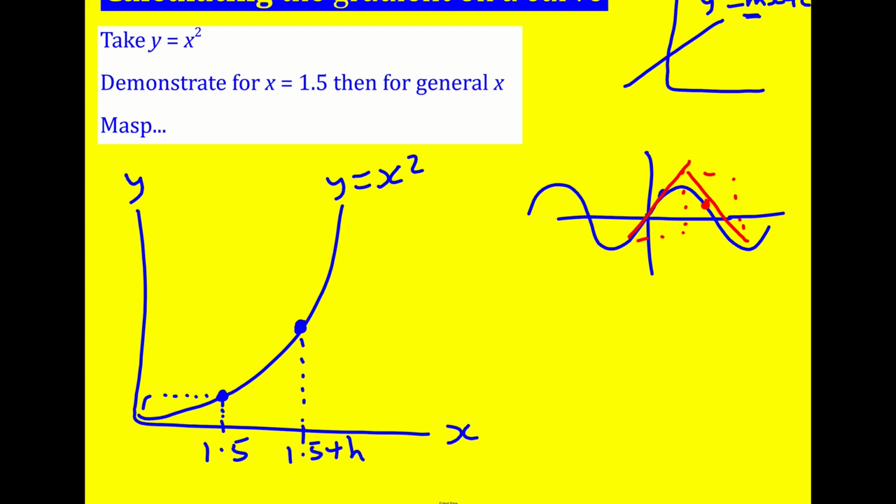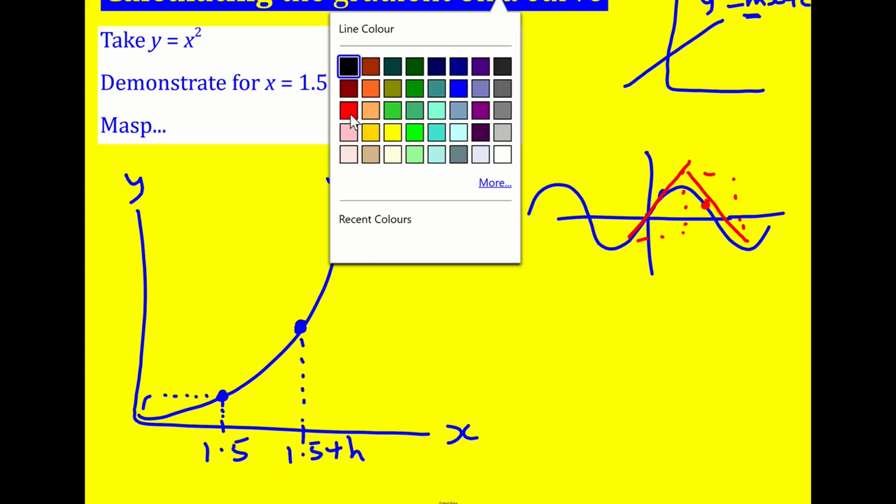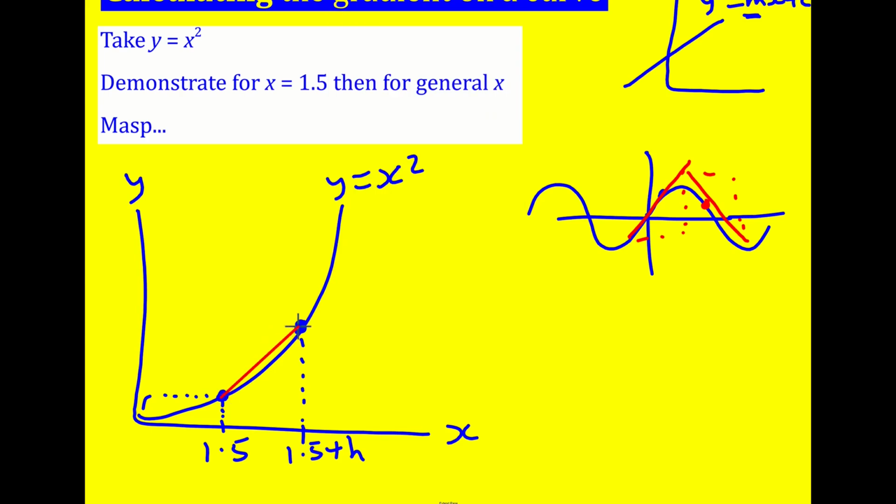So at the moment, we are finding the gradient of this. We're going to be interested in finding the gradient of this chord. This is called a chord, going between two points. A chord is not only applied to a circle. I'm just going to write that down because you spell it like this. Now I've got the run already. I've gone along by h. That's going to be the difference. So if I can get the rise, then I can work out the gradient.